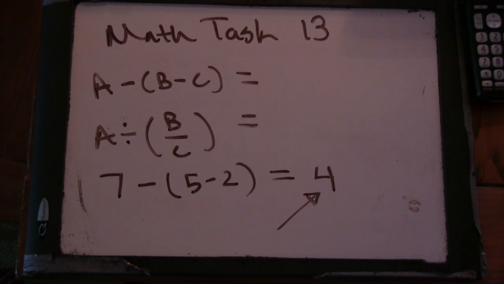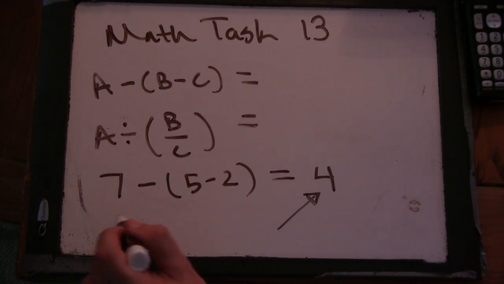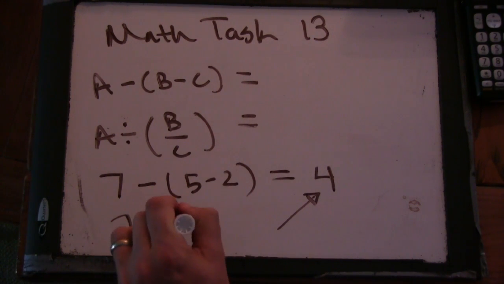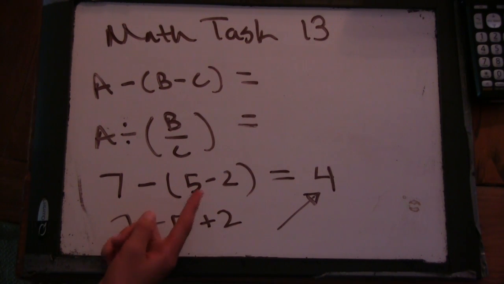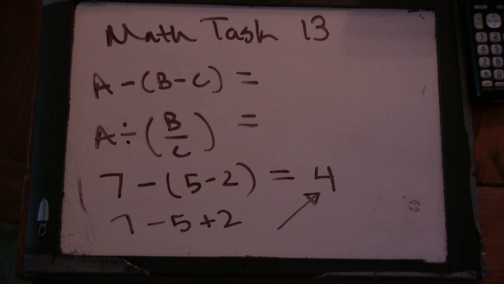Well, let's see. Maybe you can do 7 minus 5 plus 2. Oh, okay. Why do you think that might work? Well, it's because you're subtracting b and then you're adding c again. Okay. So why does that happen? Why do you subtract b and add c, do you think? Well, because you have 2 minus signs.